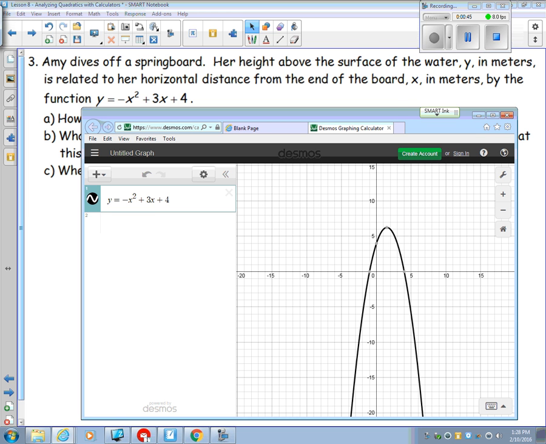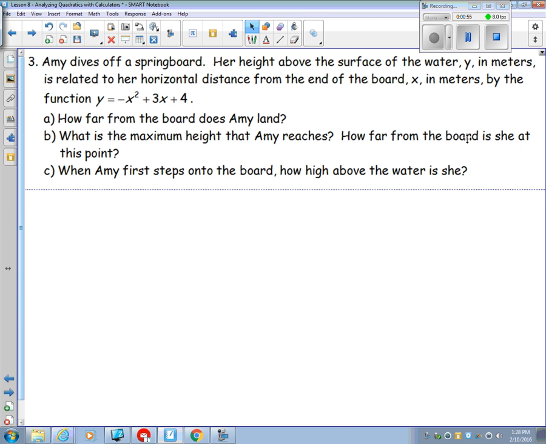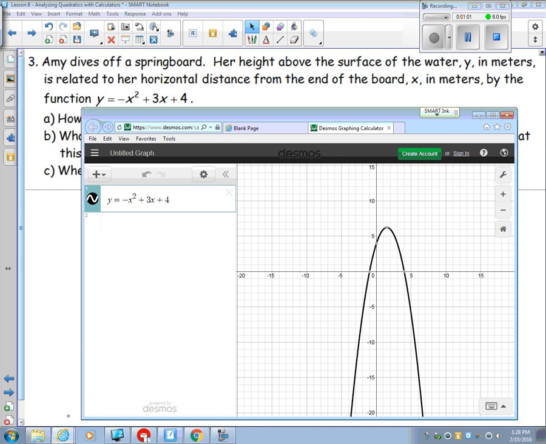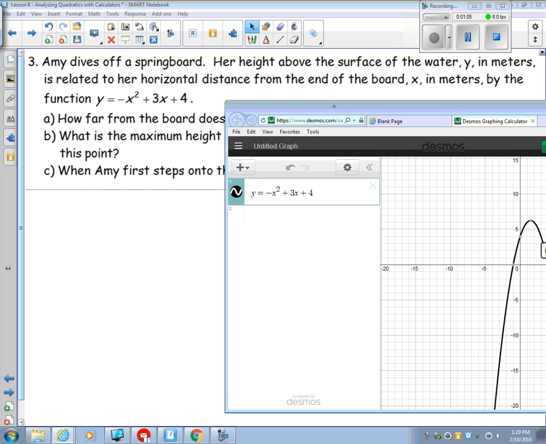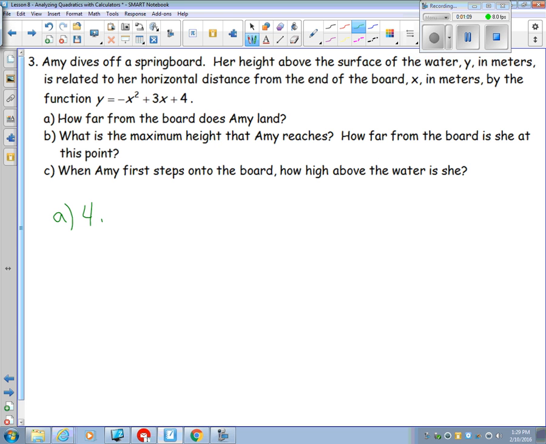The parts that we care about, again, are pretty much this section, right? Our graph will be more than that always, but we only really care about some parts of it. All right, what do we need to know? How far from the board does Amy land? Well, she lands where she hits the water, where the y is 0. So that would be 4. That was quick and easy. So we can say part A, 4 meters from the board.